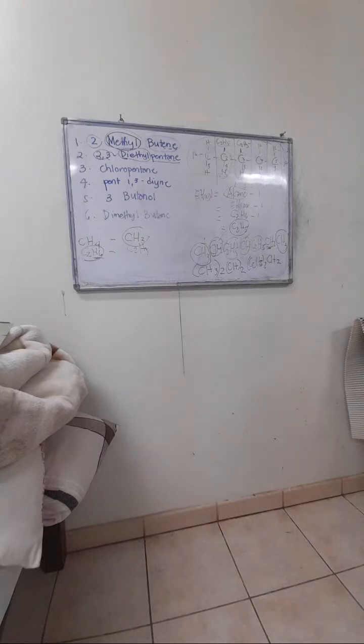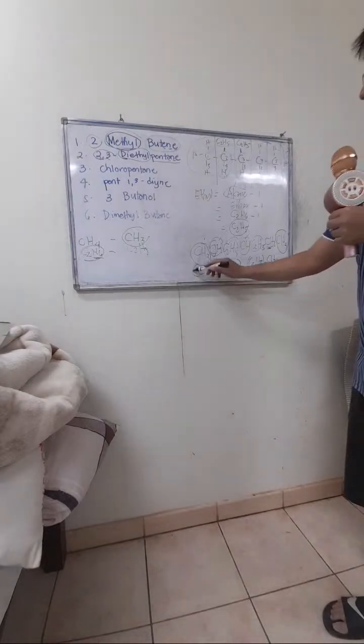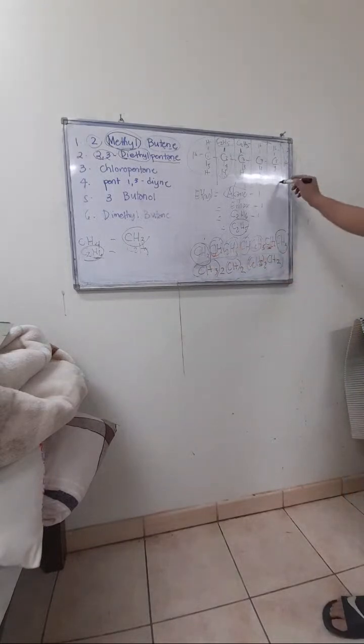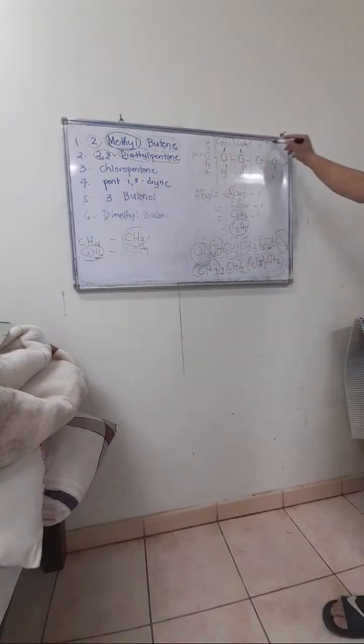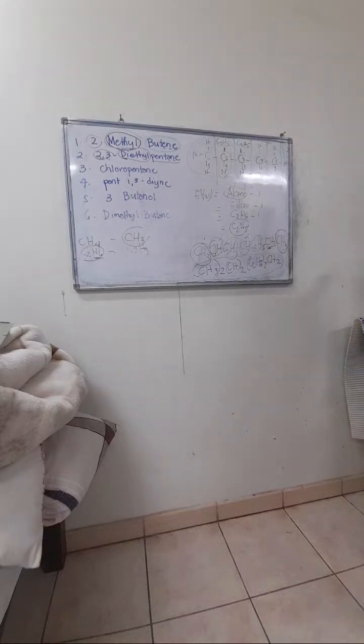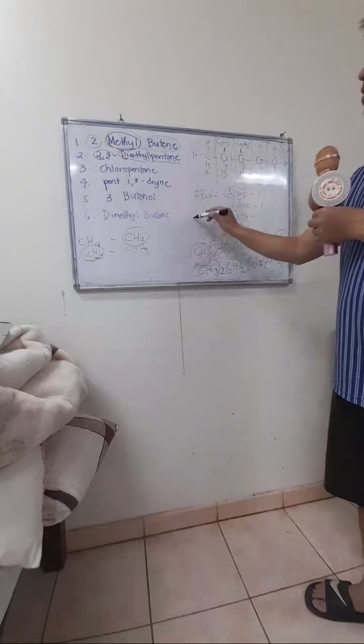CH3, parenthesis 2. CH, parenthesis 2. C2H5, parenthesis 2. And CH2. This is your condensed structural formula. And this is your full structural formula. And what is your general formula? Count each element. Okay, carbon.